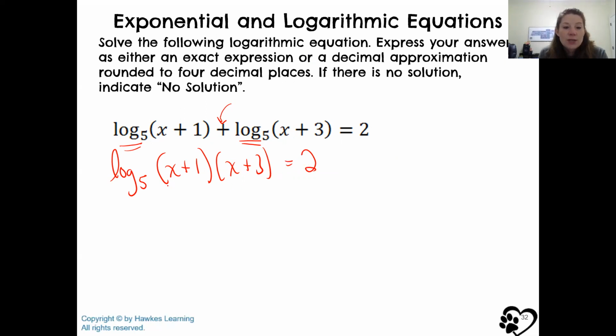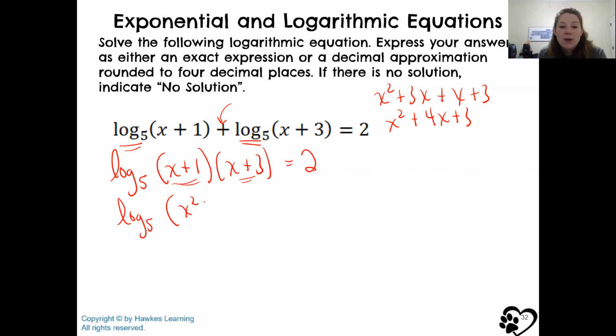All right. Well, what does this look like? This is multiplying 2 binomials. So remember that we're going to FOIL them. X times x is x squared. X times 3 is 3x, plus 1 times x is 1x. And then 1 times 3 is 3. When we simplify that, we get x squared plus 4x plus 3. So we're going to say log base 5 of x squared plus 4x plus 3 is equal to 2.